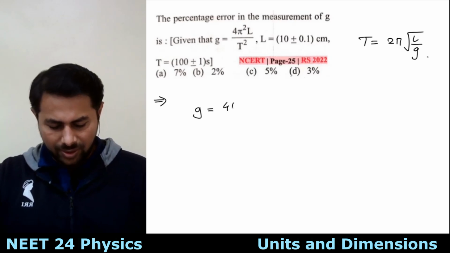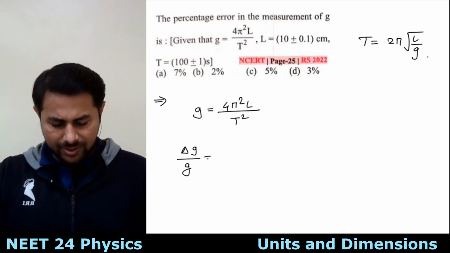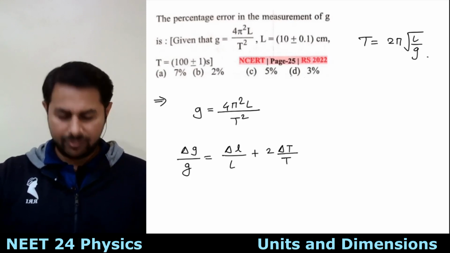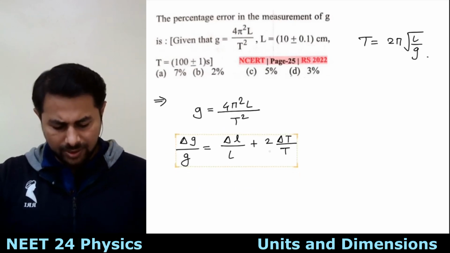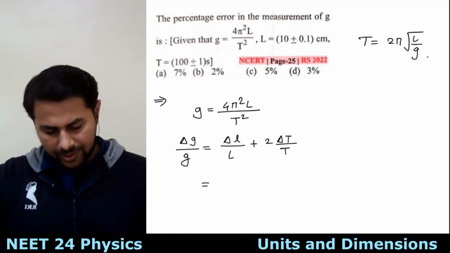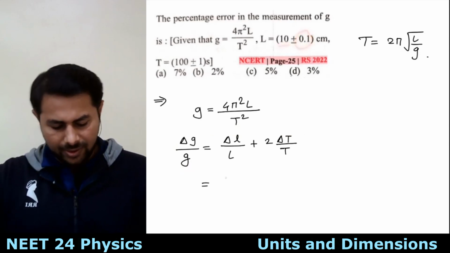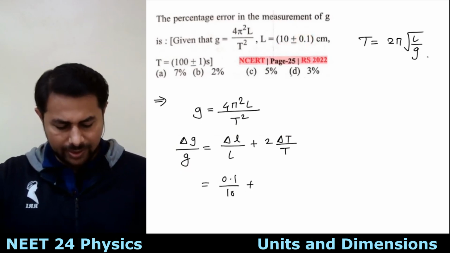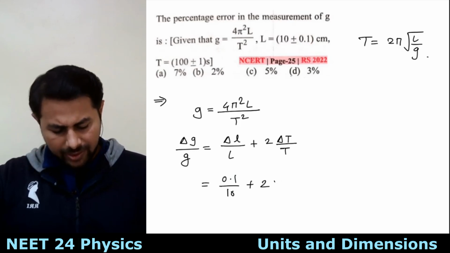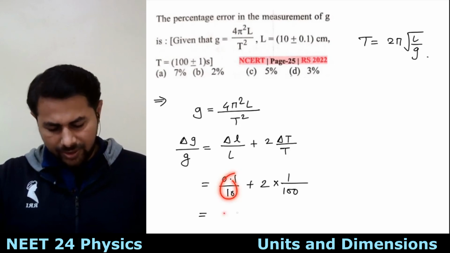So G is equal to 4 pi square L divided by T square, and therefore delta G divided by G is equal to delta L divided by L plus 2 times delta T divided by T. Very simple. Then just put the values. Delta L is 0.1, L is 10. So 0.1 by 10 plus 2 times delta T by T. So that is 1 by 100. 0.1 by 10 means 0.01.